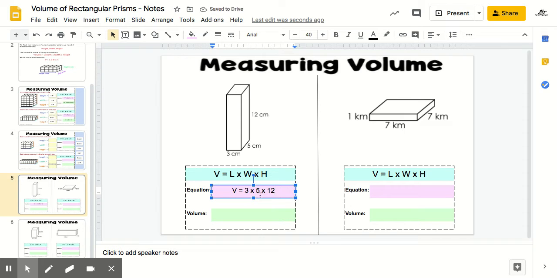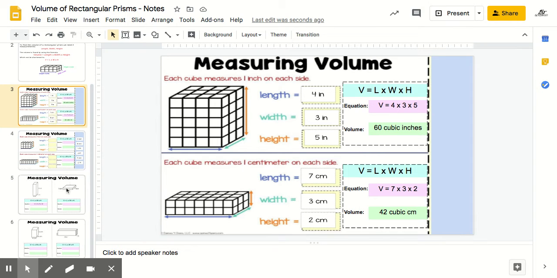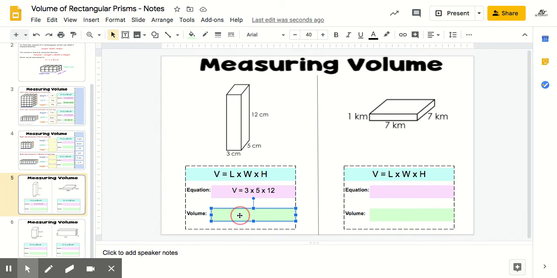Now, if you plug these numbers in a different order, like let's say you plugged in 12 times 5 times 3, we will get the same answer because remember, multiplication is a commutative operation. So it doesn't matter the order in which the numbers are, we'll still get the same number. But we should be able to identify what number represents the length, what number represents the width, and what number represents the height, which is why I put these problems up here to help you do that. But again, if you change the order, we will get the same answer.